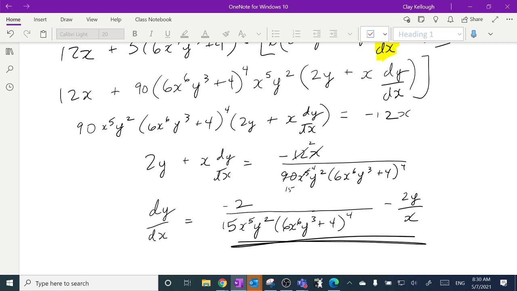How did I go back to the x to the 5? Because my last two steps were I had to move this to the other side of the equation by subtracting. Then I divided both sides of the equation by x. And when you divide this thing by x, there's another x in the denominator, so x to the 4 became x to the 5 again. So that's how I did that. Okay? All right, so there we go.